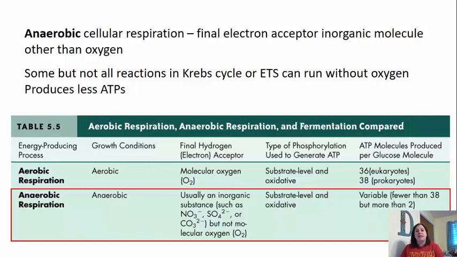Now, some of these inorganic molecules that are used other than oxygen are things like nitrates, sulfates, and carbonates. Those could potentially be the electron acceptors. Now, in a lab, if we're dealing with an anaerobic bacteria, we see that they are going to grow a little slower than we see with the aerobic. Okay, and this is due to the less ATP that they are producing.